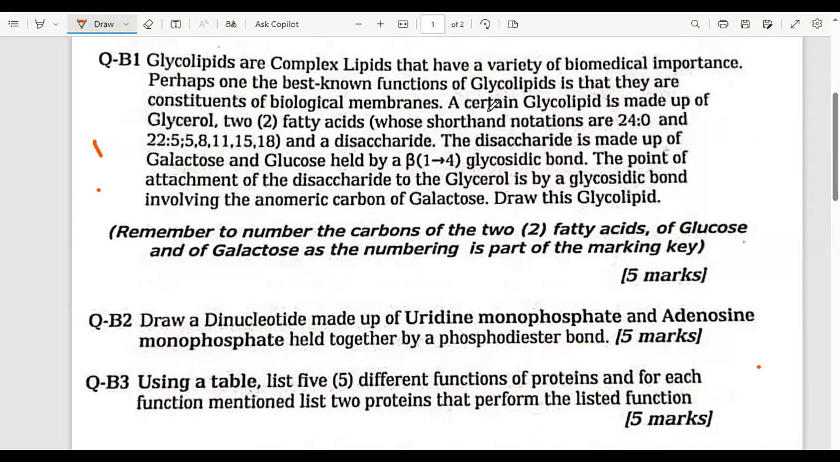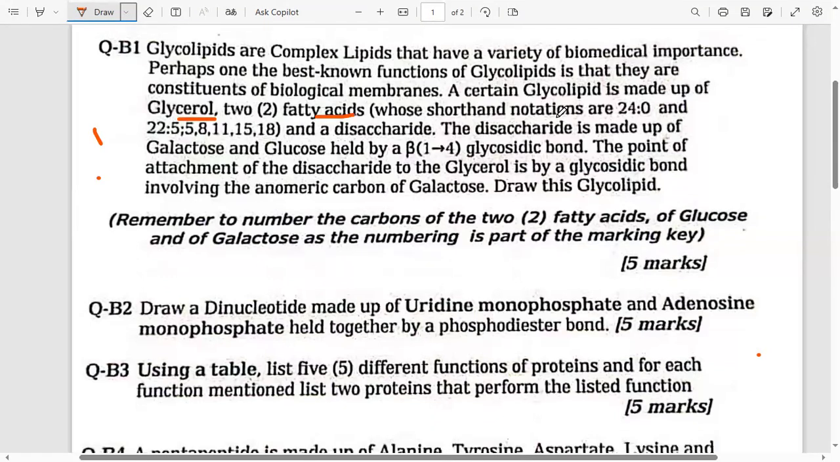Okay, then they're saying a certain glycolipid is made up of glycerol, two fatty acids whose shorthand notations are 24:0 and 22:5 (5, 8, 11, 15, and 18), and a disaccharide. So we have three things that are making up this glycolipid here. We have the glycerol, we have these two fatty acids, and the disaccharide.